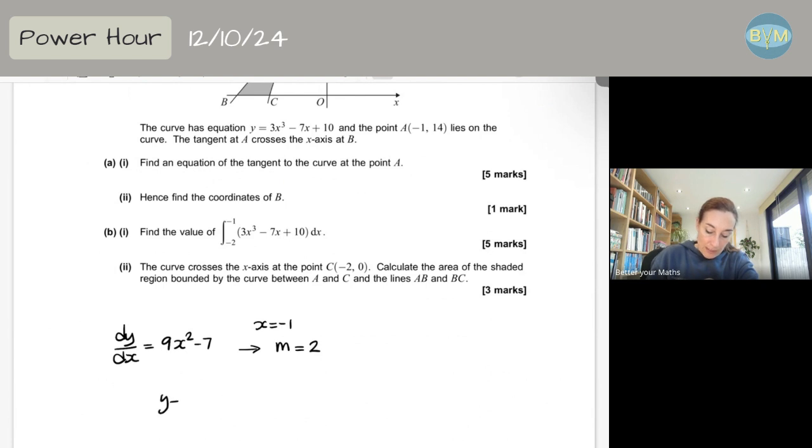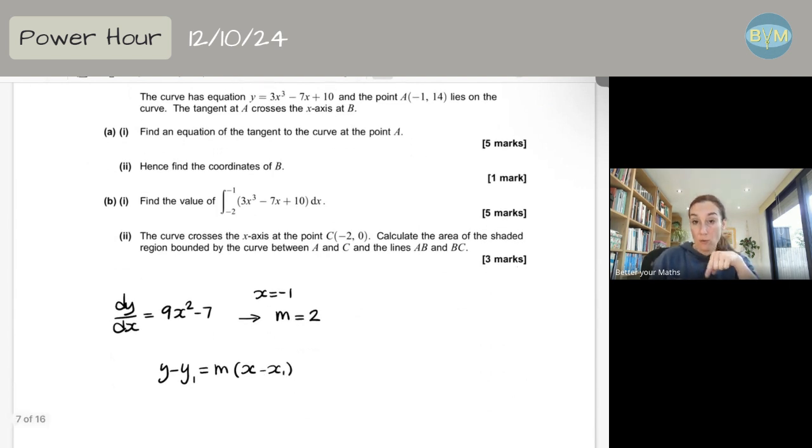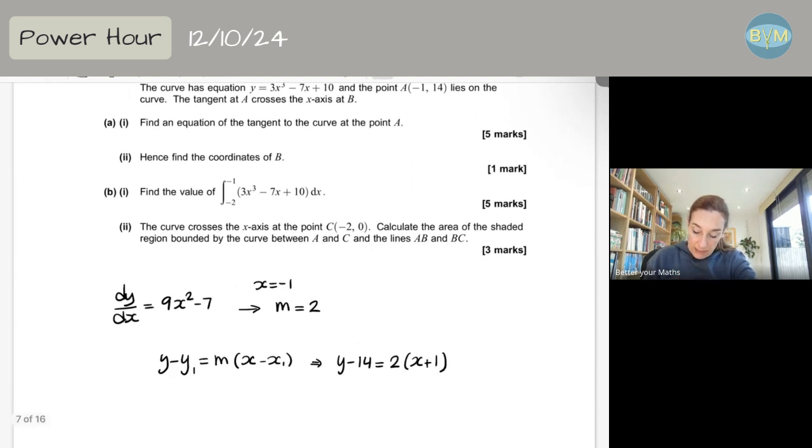if you want to use this equation to find the line, I think it is the best in this situation. So y minus the y of the point, that was 14, is going to be 2 times x minus the x of the point. So minus -1, I'm going to write +1 already, yeah? And then we can expand the brackets and organize a bit. So they say find an equation of the tangent. It doesn't say how, so you could leave it like this.